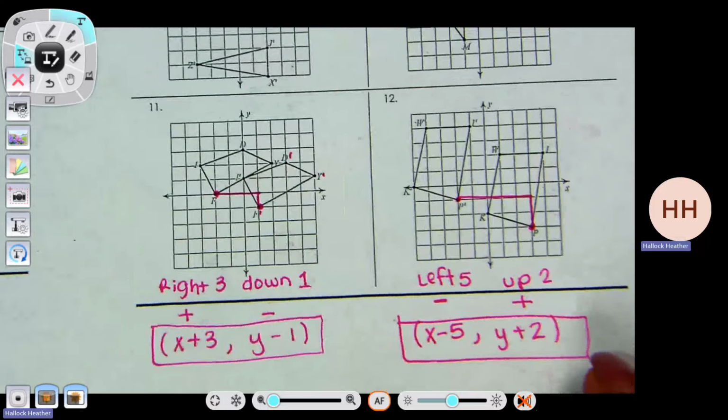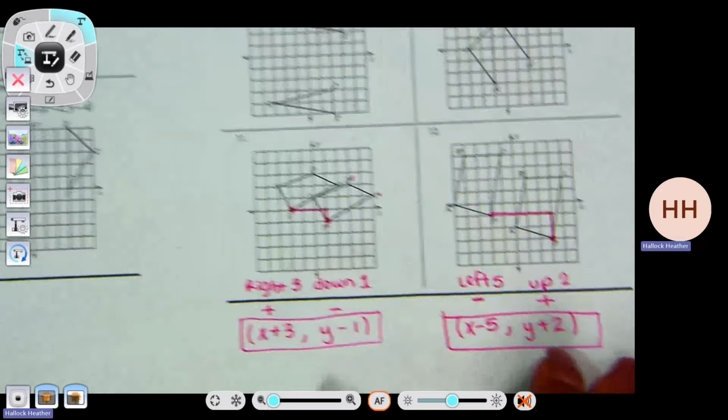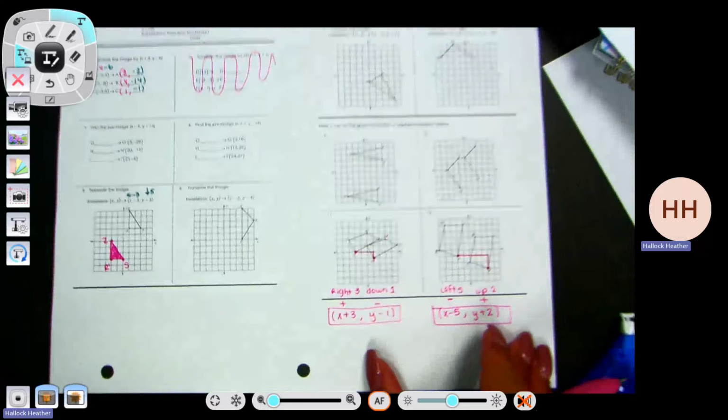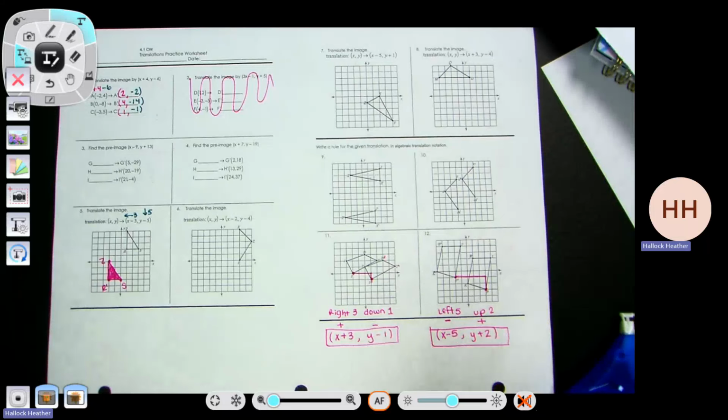So once you finish, you are taking a picture of the back and you are submitting it online because this is the actual assignment.